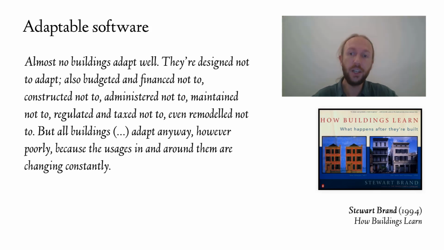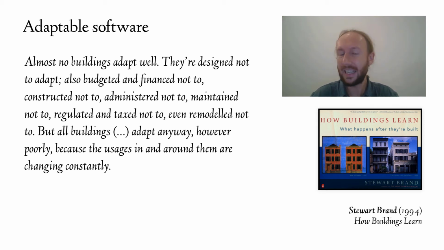The third point I want to talk about is adaptable software. This is inspired by Stewart Brand's work on how buildings learn, which is an analysis of what happens to buildings once they're built, looking at different kinds of buildings and pointing out that the evolution is different for each of them. Brand starts by pointing out that almost no buildings adapt well. They're designed not to adapt, budgeted and financed not to, constructed not to, administered not to, maintained not to, regulated and taxed not to, and even remodeled not to. But all buildings adapt anyway, however poorly, because the usages in and around them are changing constantly.